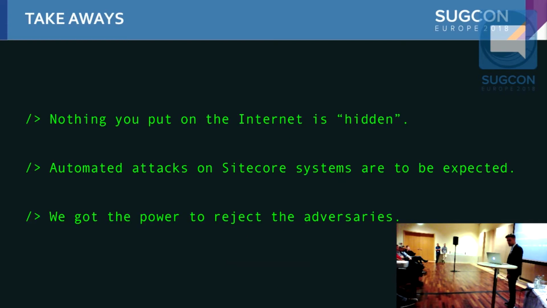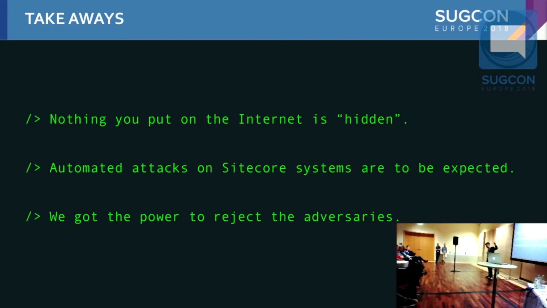So the three points again. Nothing on the internet is hidden, okay? I didn't look at domains when I crawled, okay? I just looked at IP addresses. If a domain is required for you to see the site, well, you can exchange the IP address for a domain and try again, okay?